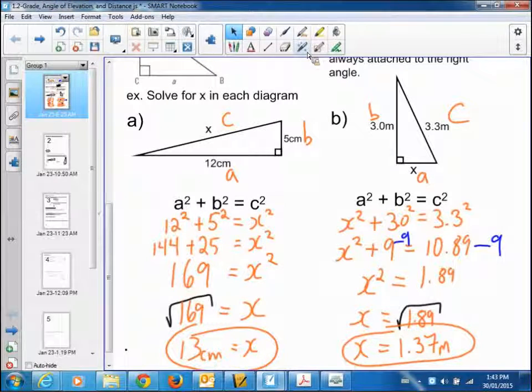Let's see. 3 squared, you just go like this. 3 squared is plus 9. When you hit 3.3 squared, you start out at 10.89.